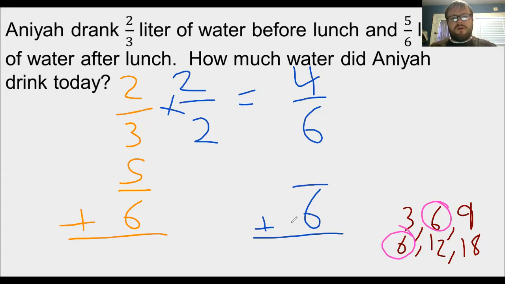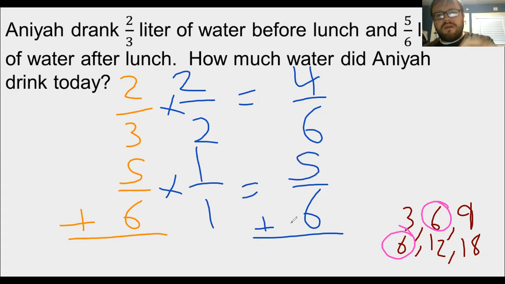Now this one's pretty simple because I know that 6 times 1 equals 6. So I do 5 times 1, and that gives me 5. Now I'm doing 4 plus 5, and I know that 4 plus 5 is 9, and then 6 is my denominator. So 9/6 is my answer.